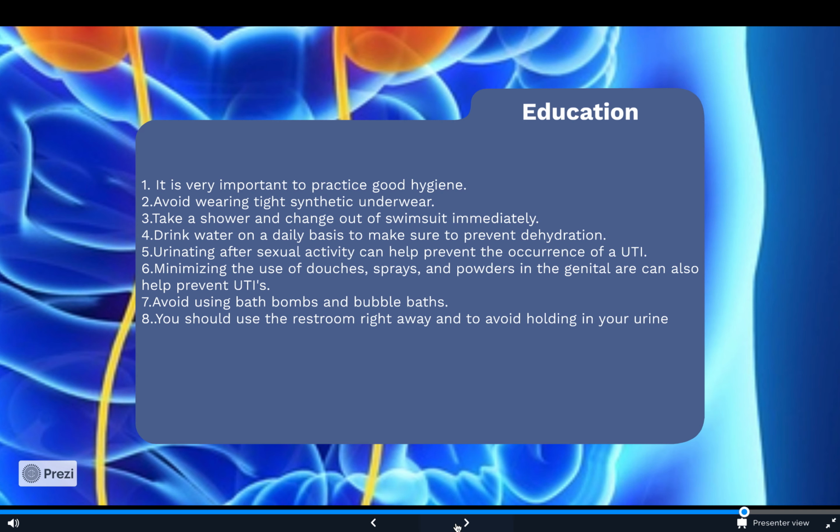Another point is while practicing good personal hygiene is very important, certain aspects of it, particularly specific products, might actually be detrimental and contribute to the development of UTIs. You can avoid this by minimizing the use of douches, sprays, and powders in the genital area. To Shelby's point, bathing in bathtubs can increase your chances of UTI, especially when using bath bombs or bubble baths. So patients should try and take showers as much as possible. Lastly, you want to avoid holding in urine for too long after you feel the sensation or need to urinate.